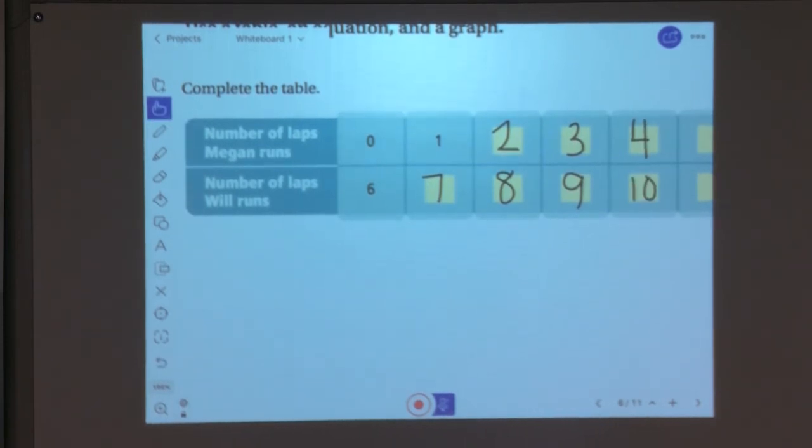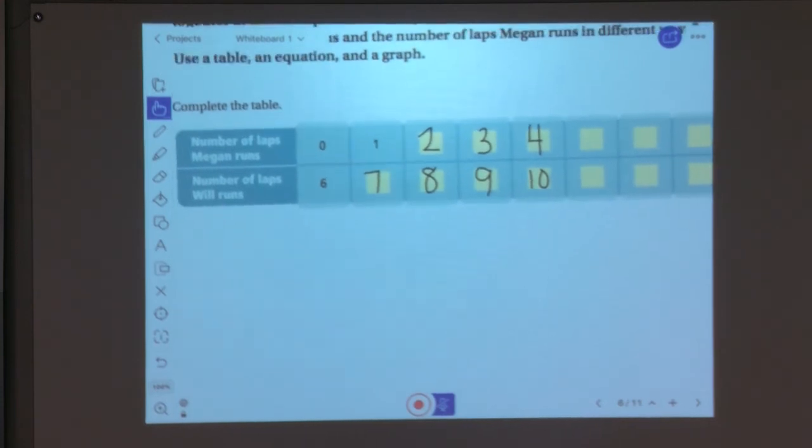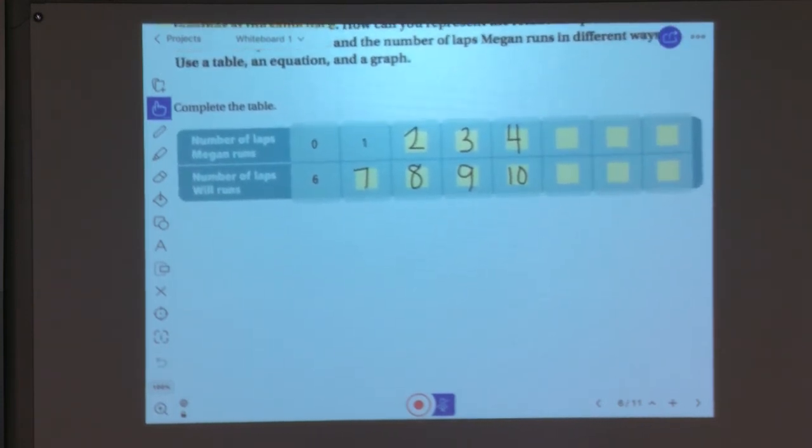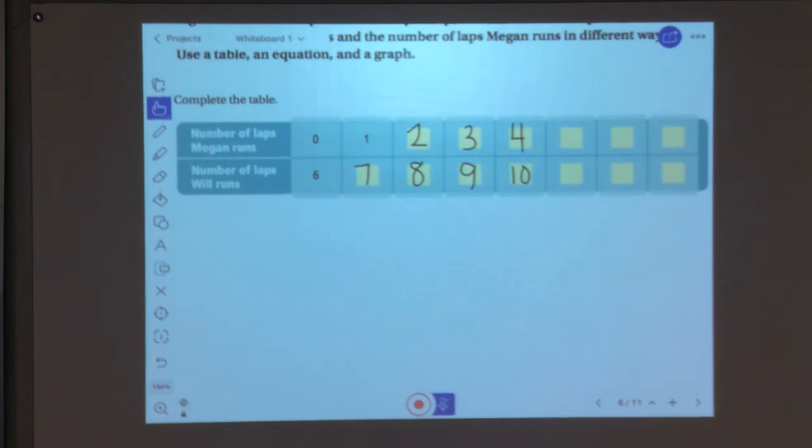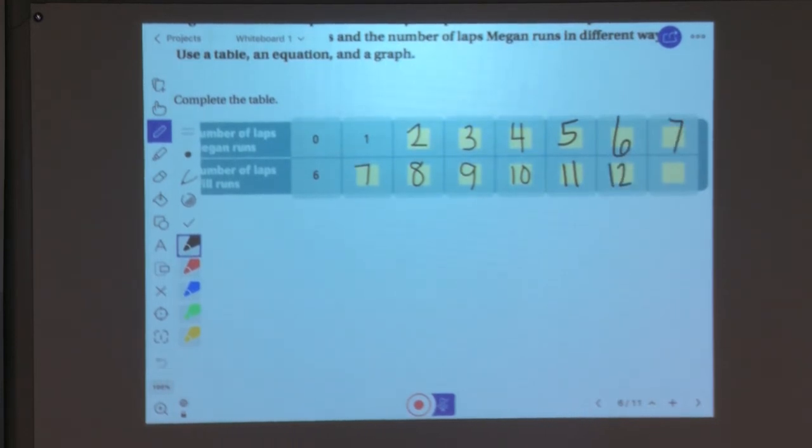And that pattern is going to continue until we get our table filled up, because they gave me this table, so this is the table I need to complete. So at 5, he runs 11. At 6, he runs 12. At 7, he's run 13. Each time they run a lap, their number is increasing by 1, but the difference is that he started with 6 laps. So there's an example of demonstrating that relationship with a table.